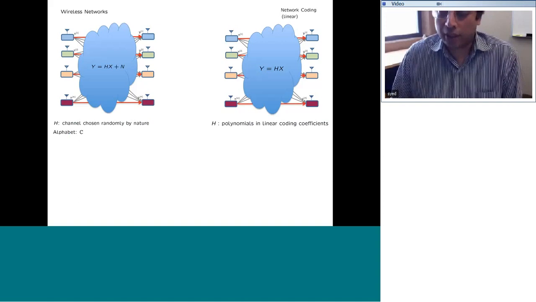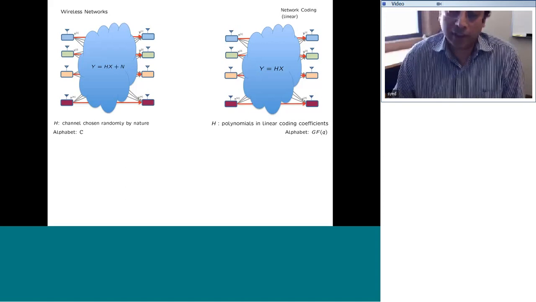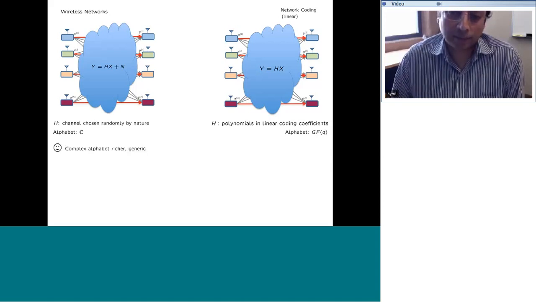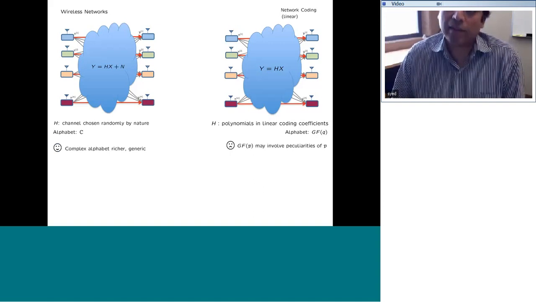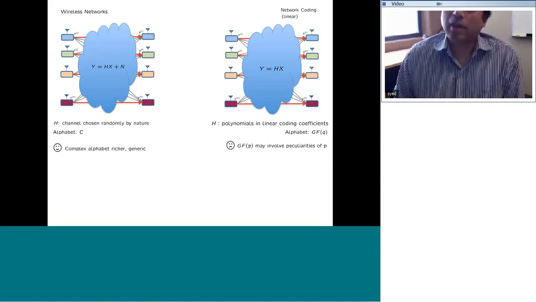On the other hand, if you're talking about network coding, these linear problems, then you may be working over finite fields, like a GF(Q). And it has some disadvantages, because whereas on the one hand, complex alphabet is richer and generic, has this property of being closed, finite fields do not enjoy many of those properties, and sometimes the solution may depend on the choice of the field. That would be an unfortunate outcome, because if we want to understand something very fundamental about linear communication networks, we would like somehow that understanding to be based on the topology of the network rather than the choice of the finite field.